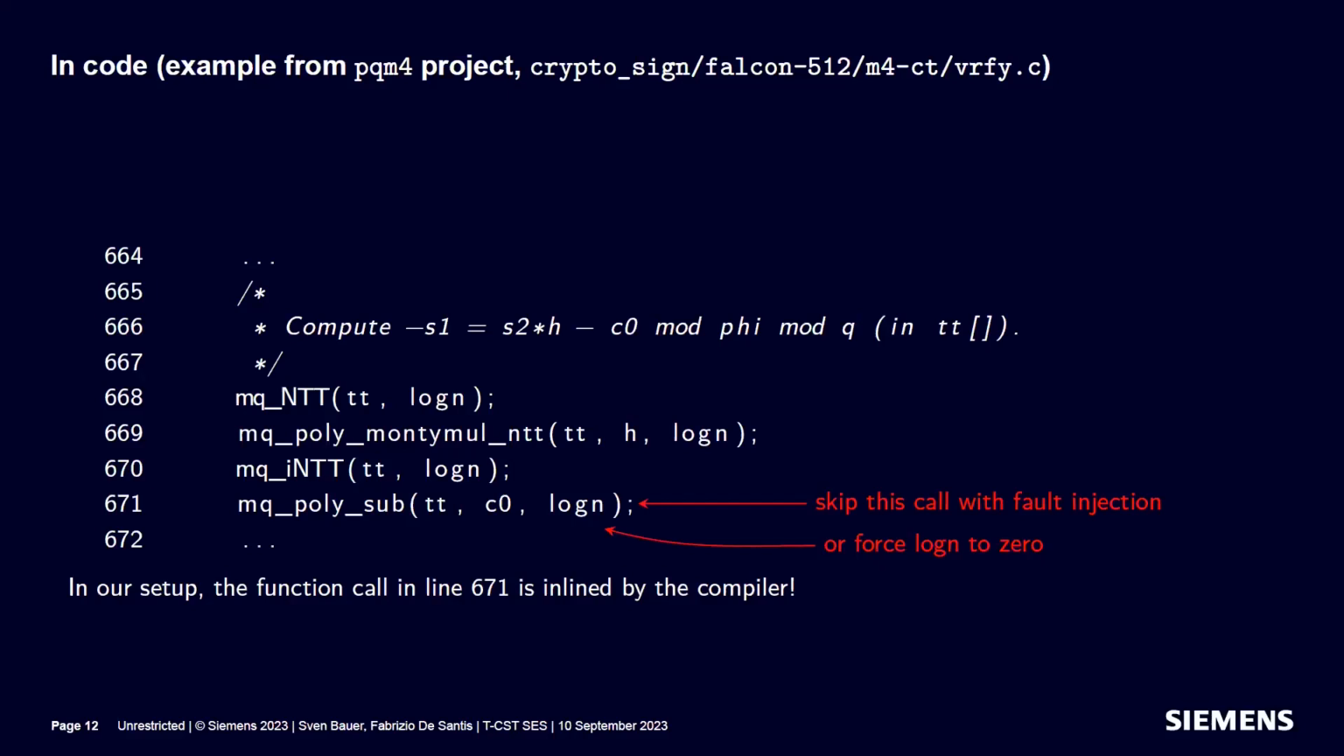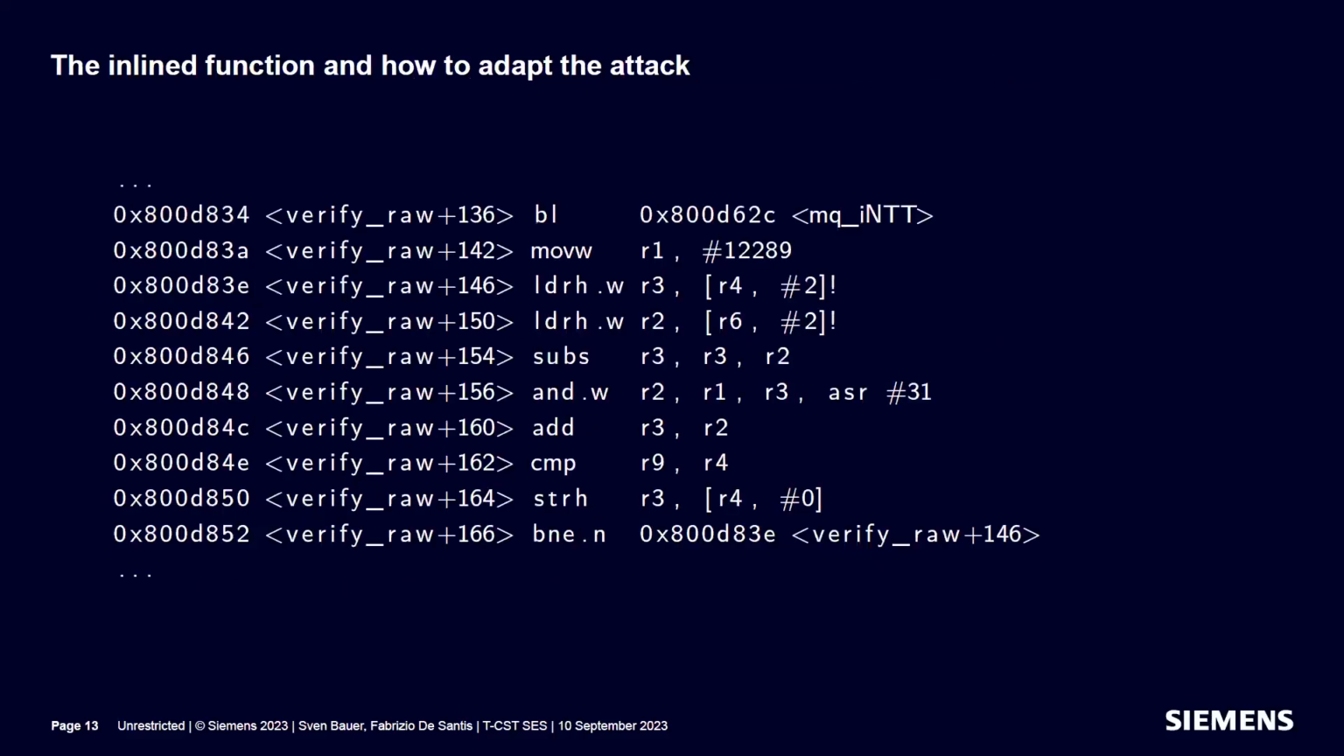We had a look at the assembly code and found that this is actually inlined by the compiler. So there is no function call you could skip. So what do you do in this case? Okay, let's have a look at the inline function. This is the whole function. BNE is a branch back to here. So this is a loop that just loops over the vector. And this would be essentially from here to there, the function you want to skip.